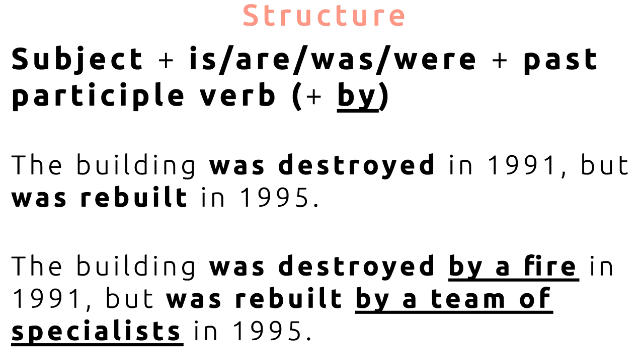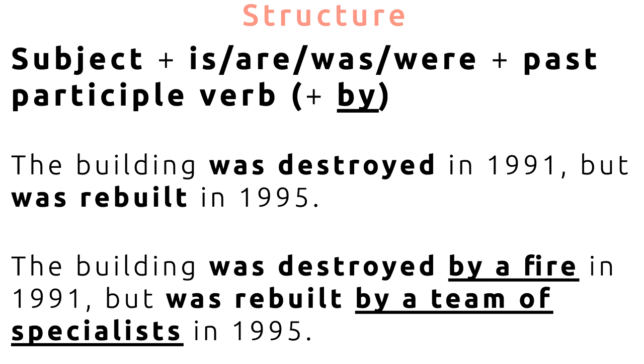If we wish to mention the agent of the sentence, we simply add the word by at the end of a passive. So here is the structure. As we went through before, subject plus is or are for the present passive, or was or were for the past passive, plus a past participle verb, plus by. Now by, as I mentioned, is optional. We can mention the agent using by if we wish. So look at these two examples.